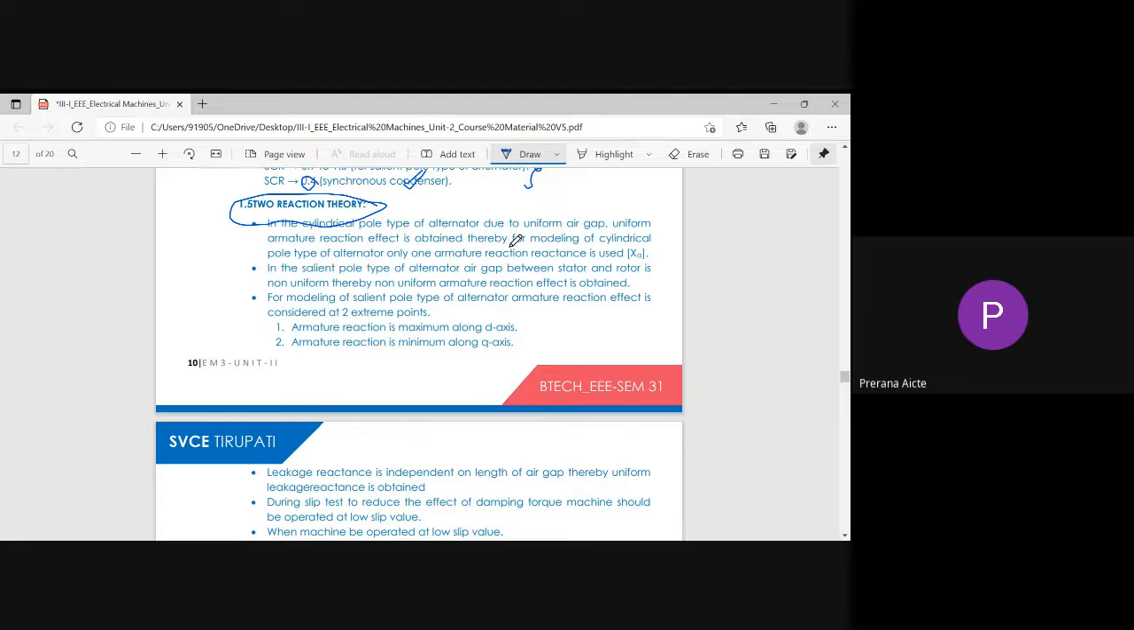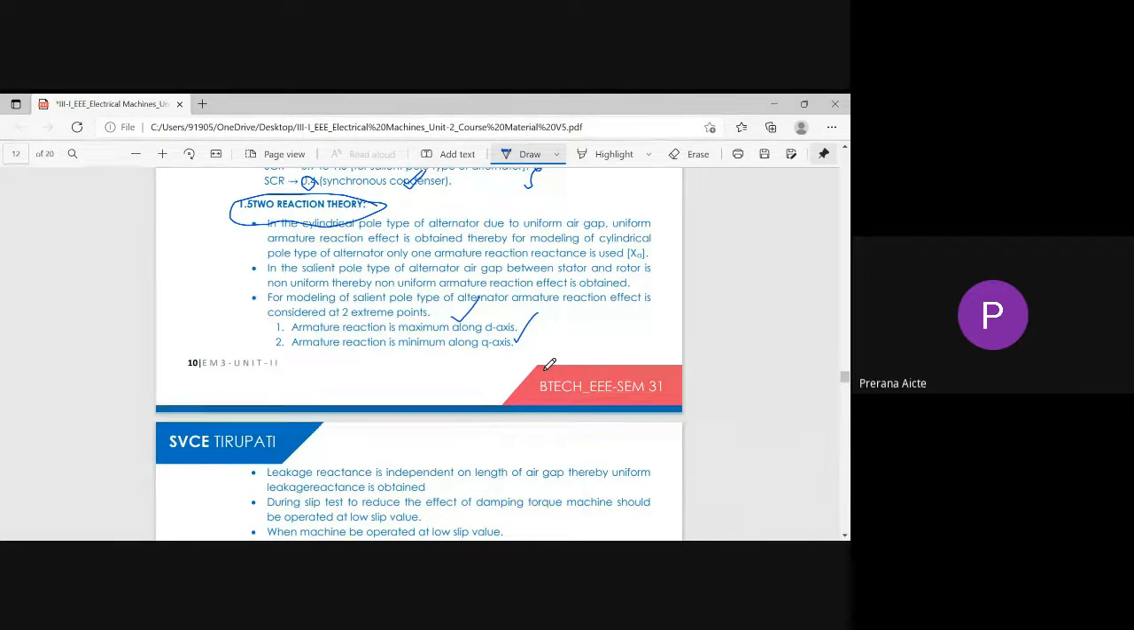Why? Because in salient pole synchronous generator, as we already discussed, the air gap between the rotor and stator is non-uniform. Along the poles minimum, in between the poles maximum, such that the armature reaction is maximum along the D-axis, and the armature reaction is minimum along the Q-axis. Further, we draw an axis along the poles, that is nothing but the direct axis, and in quadrature with the poles, that is the quadrature axis. There are two types of axes, quadrature axis and direct axis.